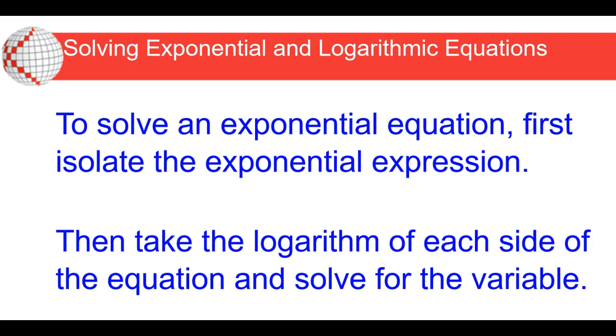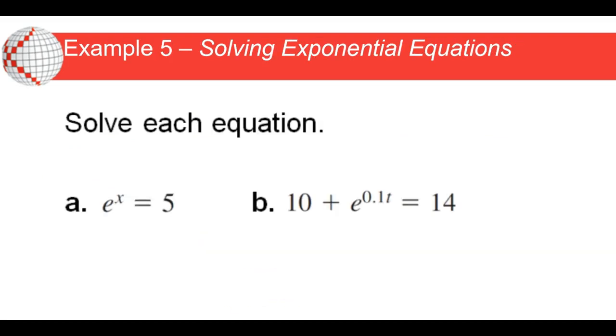So solving, the book goes into weird rules for solving. I just want you to talk about how you isolate it and then you solve for it. So isolate the logarithm, or in this case the exponent, and then solve for it. So to solve, to undo an exponent, we log both sides.